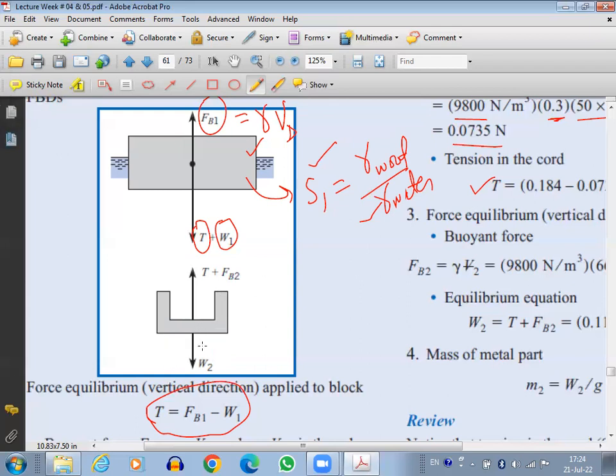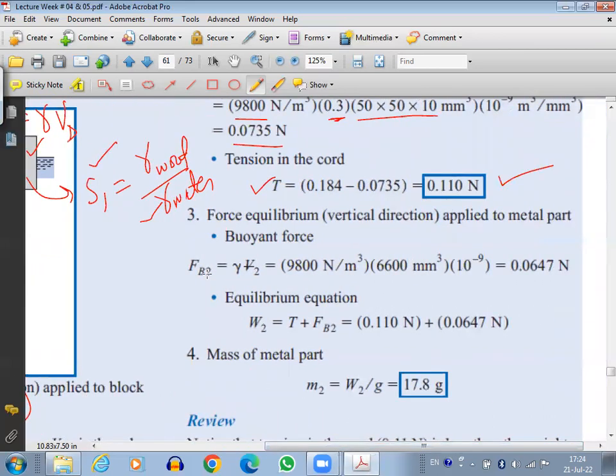Now T is known because the tension in the cord will not be different for the block and for the metallic object. It will be the same tension. It's a single cord. FB2: we know the volume of the metallic object, it was given in the question, multiplied by gamma. So this will be the buoyancy force for this object, FB2. So if we know the tension and FB2, we can find out the weight. And if we know the weight, equal to mg, we can find the mass. The mass comes out to be 17.8 grams. So that's the solution of this problem.